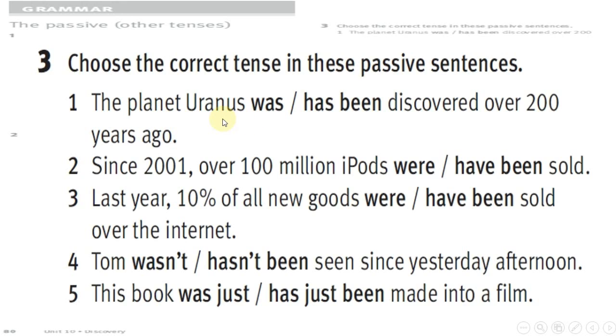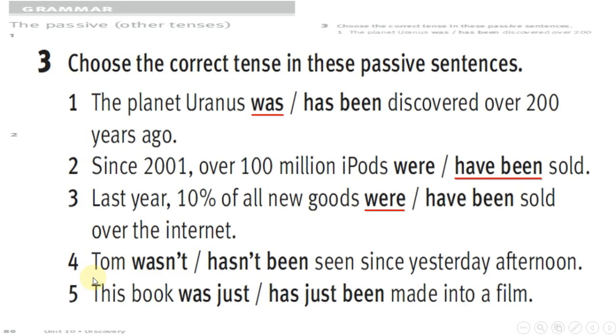The planet Uranus was or has been discovered over 200 years ago. يعني finished, الحدث خلص من 200 سنة. So was. Since 2001 يعني منذ 2001 وحتى الآن till now over 100 million iPods have been sold. So since, till now نستخدم have been. طيب. Last year يعني خلص last year something has happened or had happened in the past and finished. 10% of all new goods were sold over the internet.